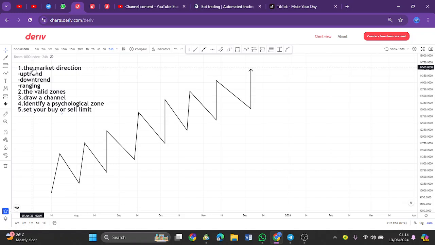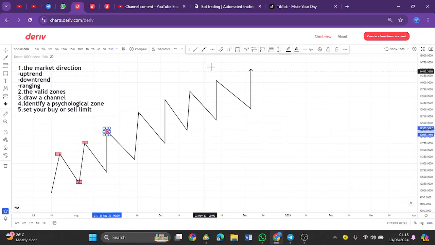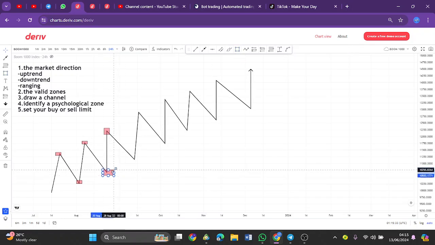Now, the first thing is the direction of the market. Basically, we have three: uptrend, downtrend, and ranging. These are a clear uptrend. After identifying an uptrend, what should you focus on next? Number one, uptrend, you mark. Then number two, the valid zones. The valid zones are the zones the market changes direction from. Now this becomes your valid zone.